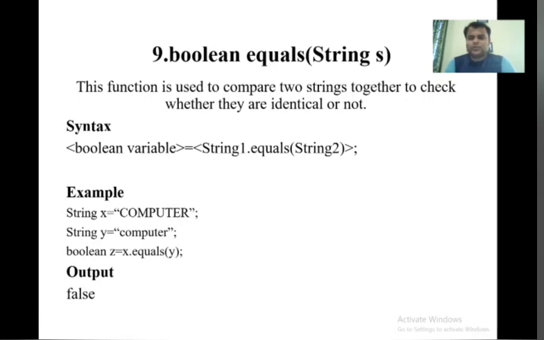Next, the ninth function is equals. This checks whether the two strings are equal or not. You should be aware of this while cracking string programs. Here the return type is boolean. If both the strings are equal, it will give true. Here both are computer, but one is uppercase and the other is lowercase. Java is case sensitive, so it will show the value false.